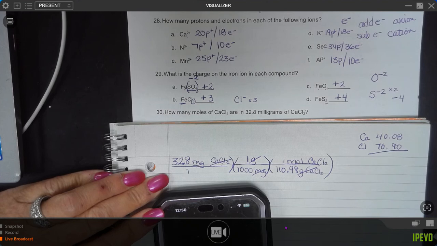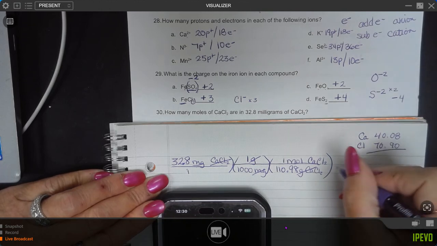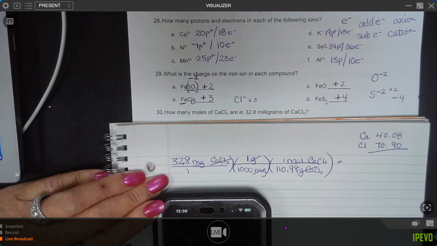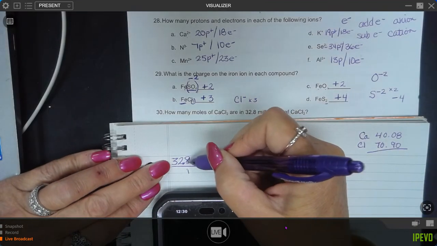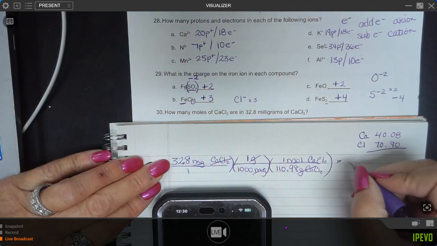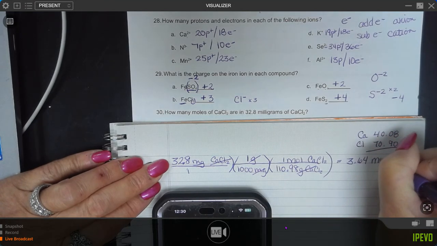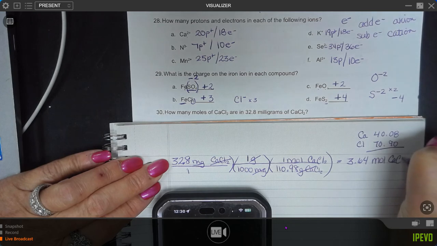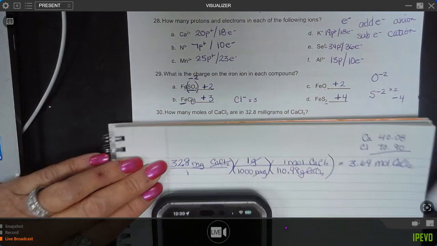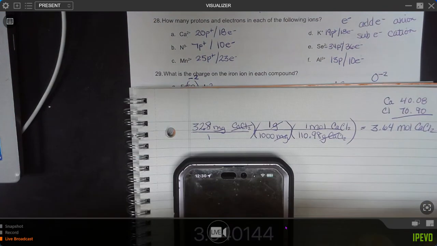32.8 divided by 1,000 times 110.98 gives me a number 3.640. We have 3 sig figs in our given, so our answer is going to be 3.64 moles of calcium chloride. All right, so let's look at the next one.